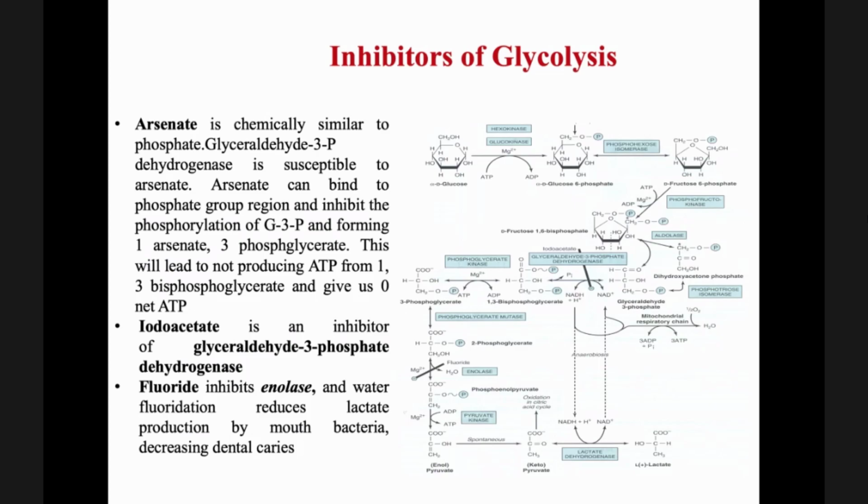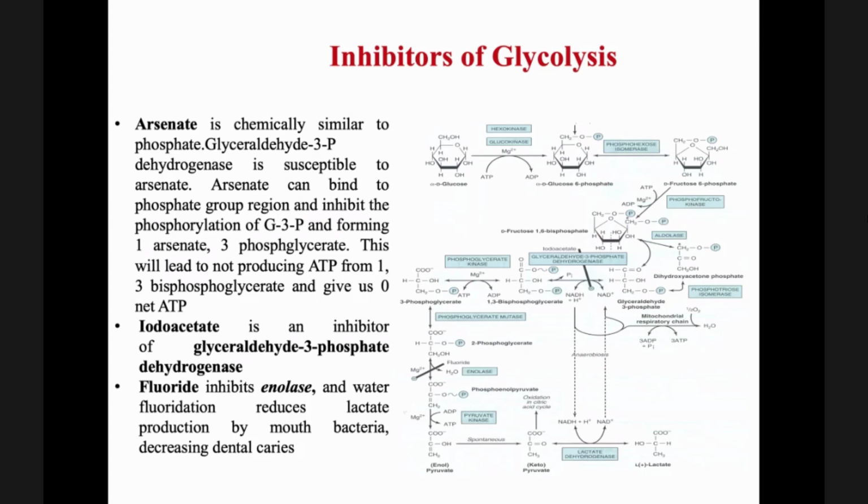So this is why the arsenate is very important, and it also can affect the glycolysis. Another example of an inhibitor is the iodoacetate, which is an inhibitor of the glycerol 3-phosphate dehydrogenase as well. And fluoride, which inhibits the enolase.